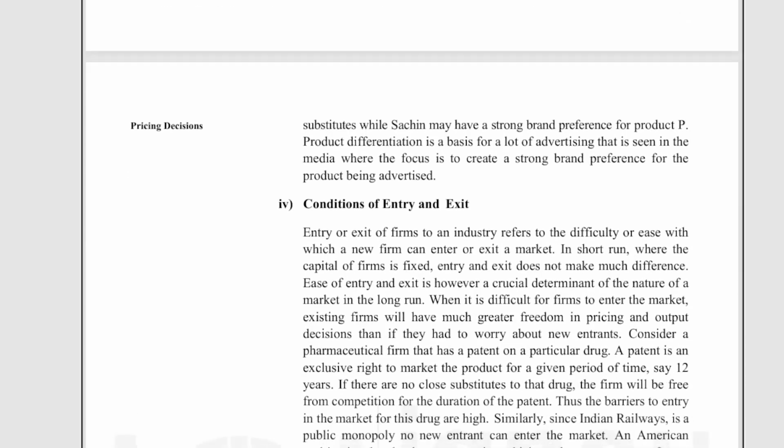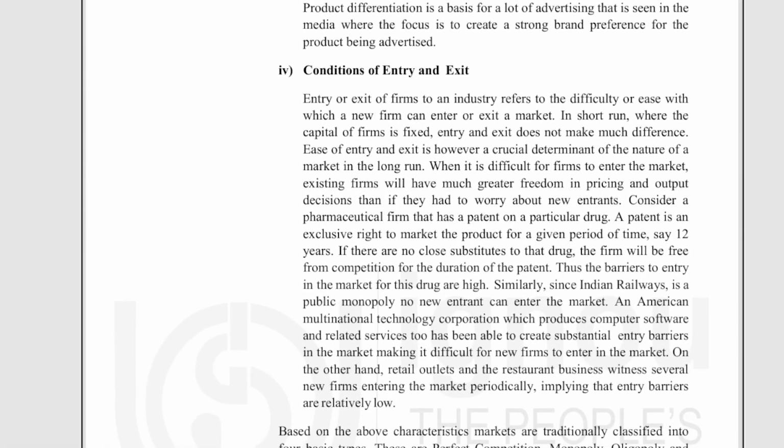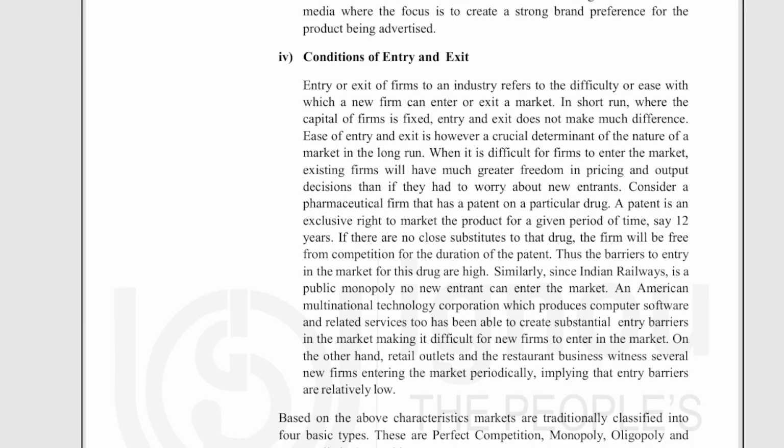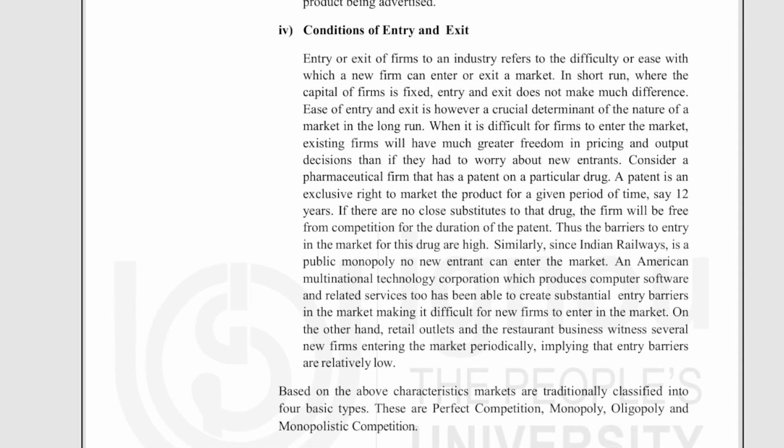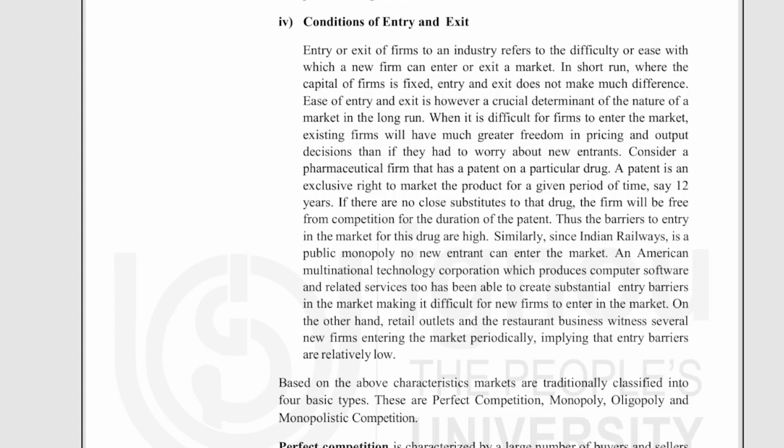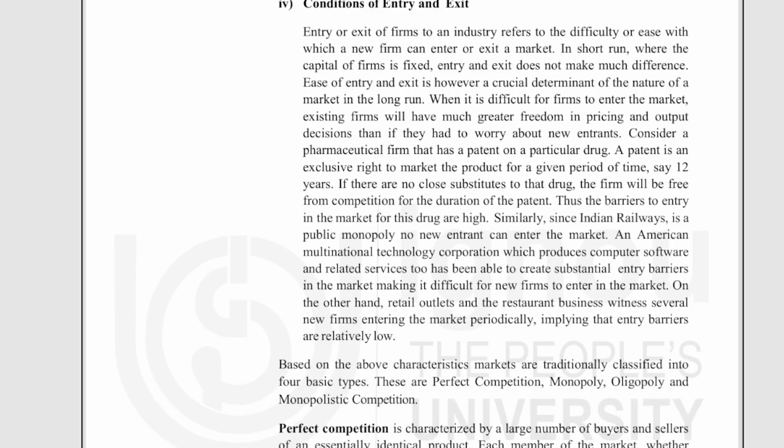Next is conditions of entry and exit. Entry or exit of a firm to an industry refers to the difficulty or ease with which a new firm can enter or exit a market. In the short run, where the capital of a firm is fixed, entry and exit does not make much difference. And ease of entry and exit is, however, a crucial determinant of the nature of a market in the long run. When it is difficult for firms to enter the market, existing firms will have much greater freedom in pricing and output decisions than if they had to worry about new entrants.